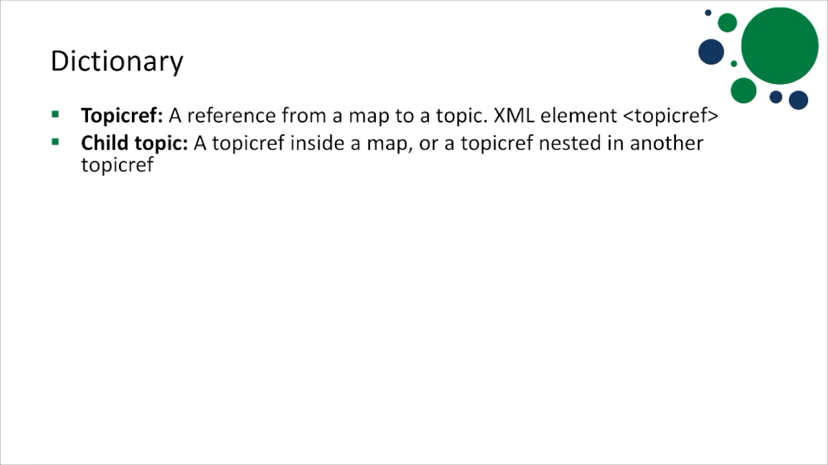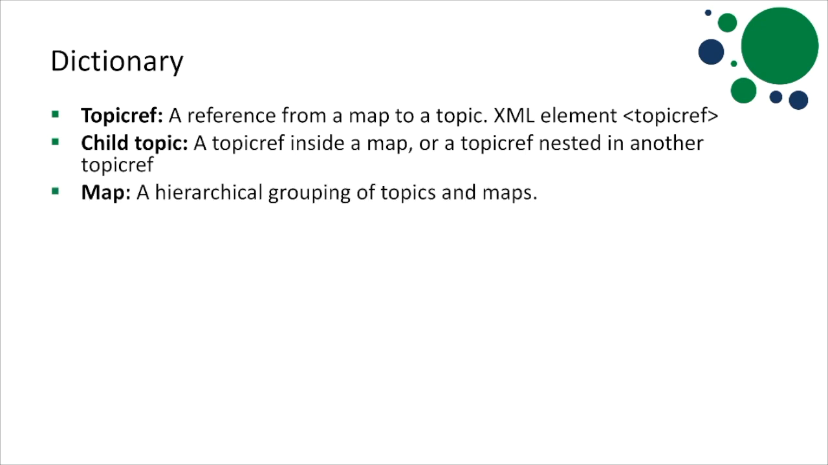This is some basic XML with child and parent relationships. Our map is self-explanatory. It's that hierarchical grouping of both topics and maps that gives order and hierarchy to our deliverables and to other pieces of content for whatever purpose we might need them.